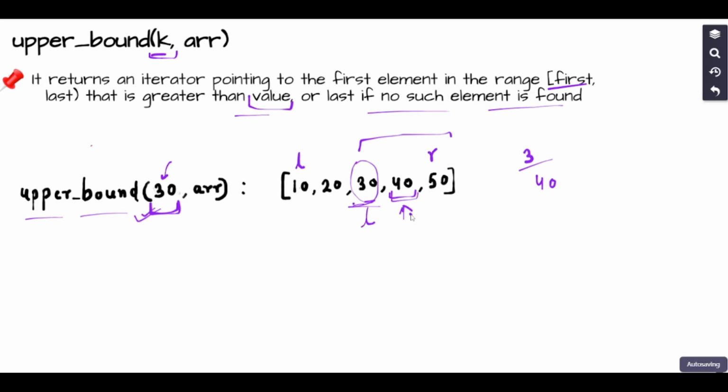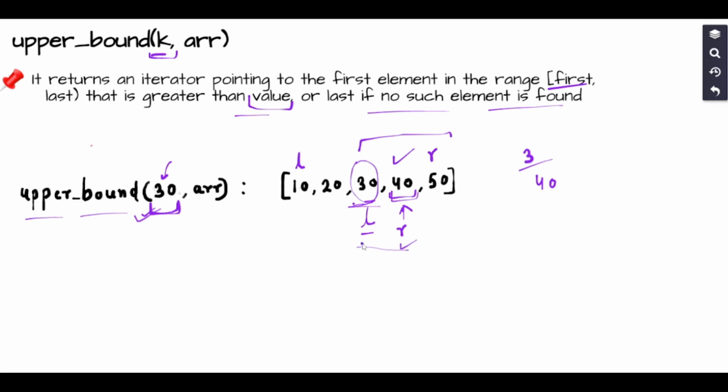And the search space is reduced to this one, that is from L to this R. Why? Because I want the very first occurrence of the element which is just greater than 30, and there can be another element which lies in this range before R, before this middle element, which is greater than 30. That's why I am searching for the possibility in this range.